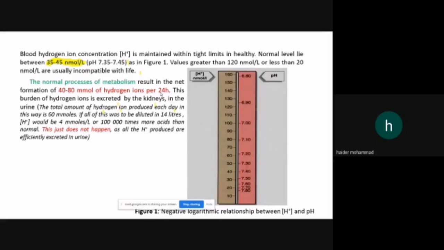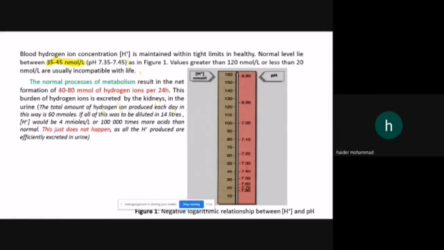Because this is a very high concentration of hydrogen, this burden of hydrogen ions is excreted by the kidneys. Then we need to get the normal value, 35 to 45. So any excess amount of hydrogen is excreted by the kidney. This is the first organ that plays a significant role in the hydrogen ion concentration to get the normal value.